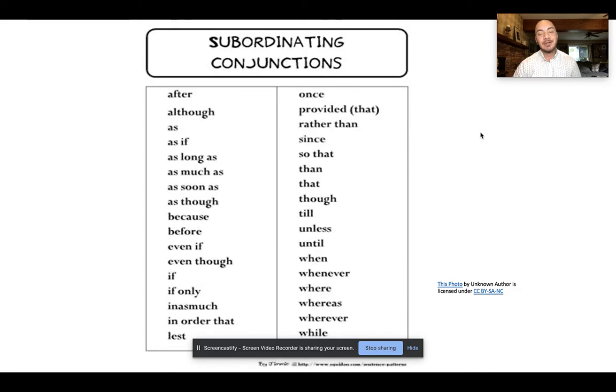You'll see a list on the screen in front of you. Subordinating conjunctions are words that create a condition, meaning when they appear at the beginning of a sentence, they create a situation where the sentence is not a complete thought. For example, although I went to class, or after I picked up my brother from school, or since I graduated, these are what are called dependent clauses. They include a subject and a verb, but they don't include a complete thought. And the reason they don't include a complete thought is because these subordinating conjunctions appear at the beginning of them.